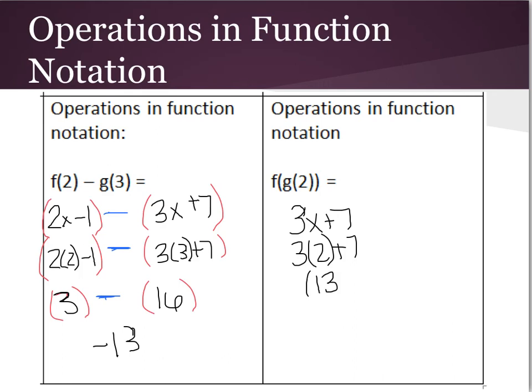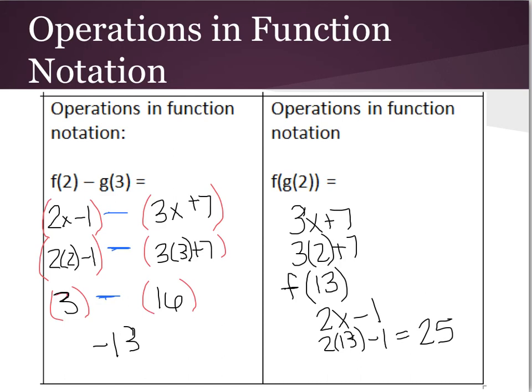Now, we want to find our function value for this in our f of x function. So we're looking for when x is 13 in our second function. Our f of x function was 2x minus 1, so we're going to plug in 13 for x. 2 times 13 minus 1. 2 times 13 is 26. 26 minus 1 is 25.